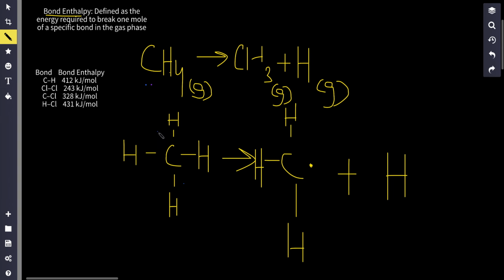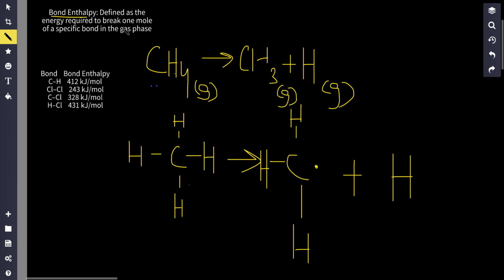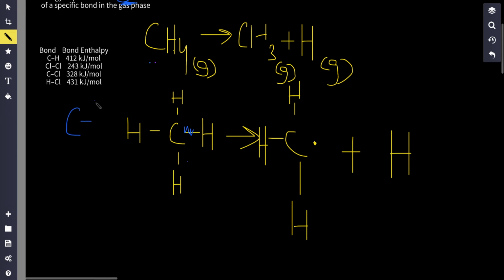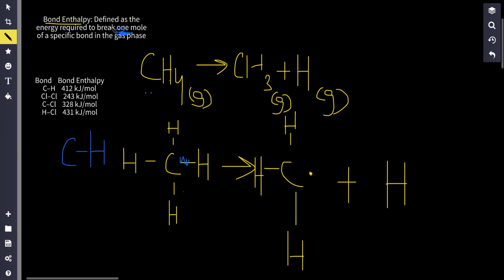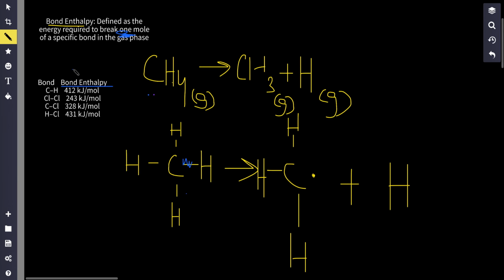It turns out that the amount of energy it takes to break 1 mole of this specific bond, in this case this CH bond, in the gas phase, is 412 kilojoules per mole. And that is basically the definition. Now, the thing about bond enthalpies is that it's maybe not accurate enough to just say bond enthalpy. Maybe it's more accurate to say this is the average bond enthalpy.